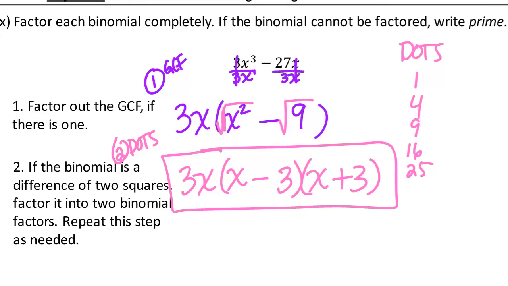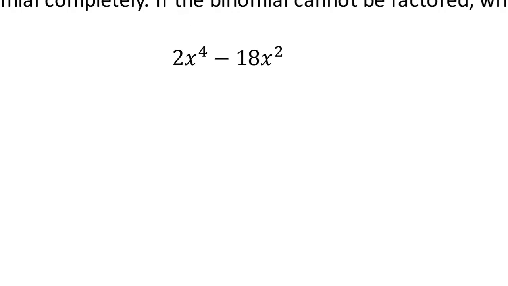All right, let's look at the next example. Go ahead and copy this one down. 2x to the fourth minus an 18x squared. Okay, look at both terms, and then righties, tell your partner what is the GCF here.